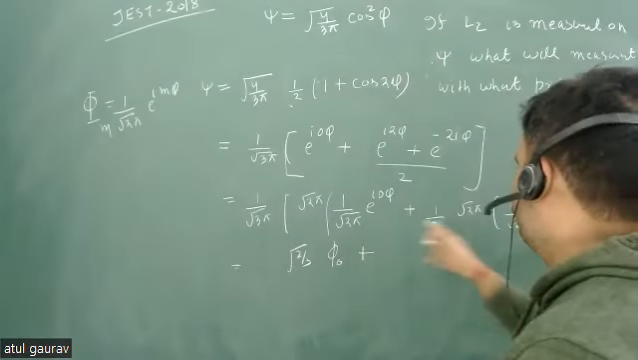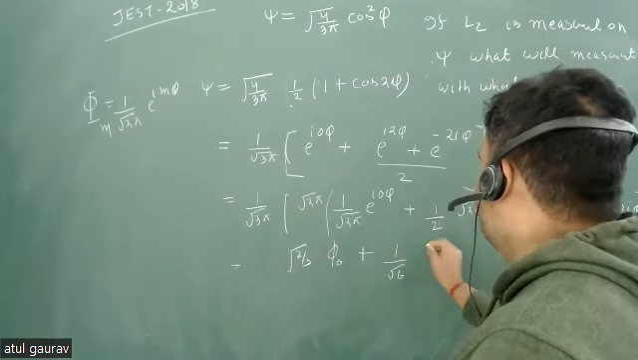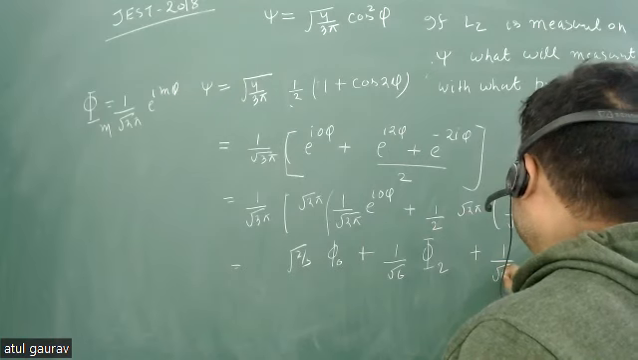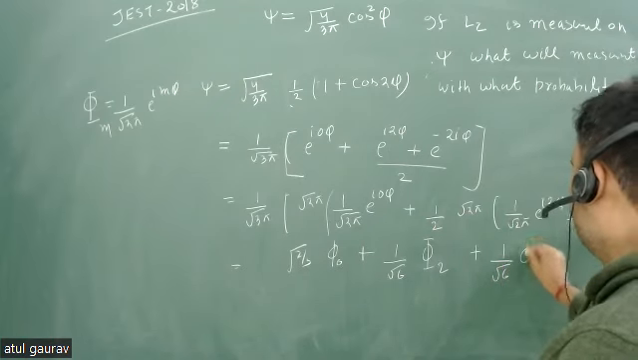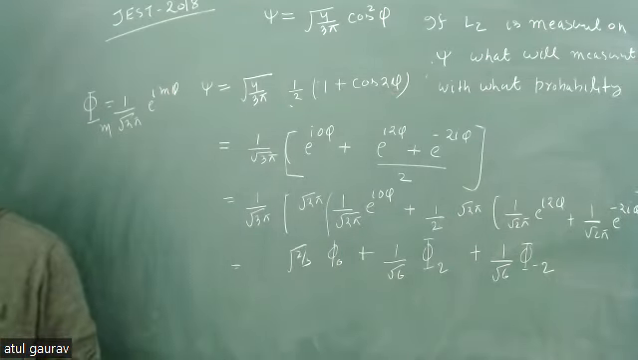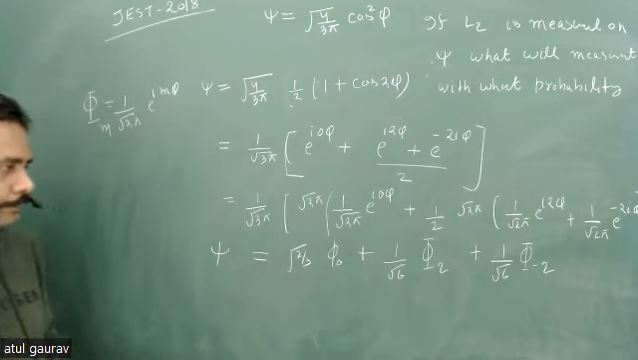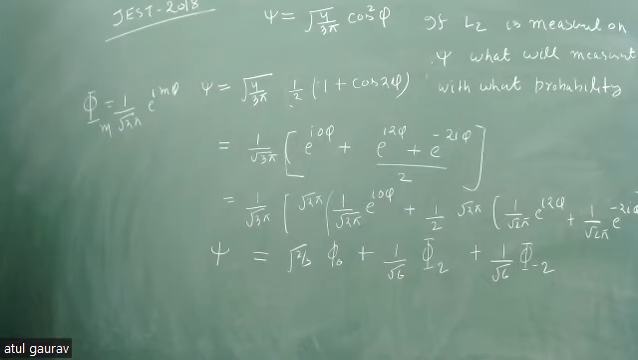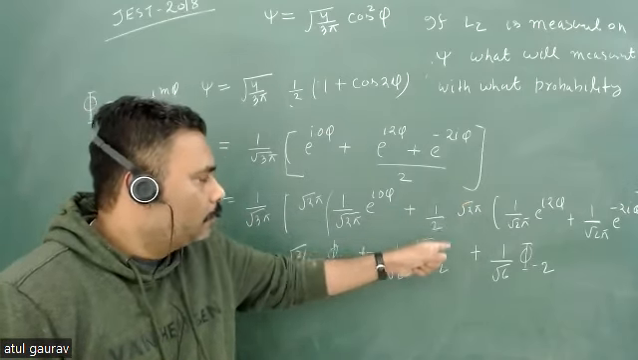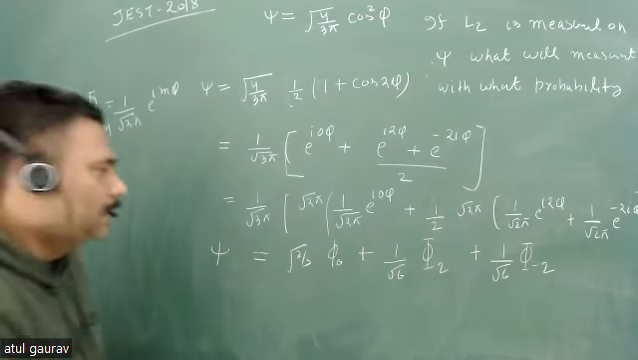And what will be this term? 1 by root 6. That is phi 2, plus 1 by root 6, that is phi minus 2. Just check whether I have written it correctly. This will be your state psi. Yes? Yes, sir. See, root 3 pi goes here, so 2 by root 4 inside becomes 12, 2 into 12 goes, 1 by 6 is there. Yes? Now you can give the answer.